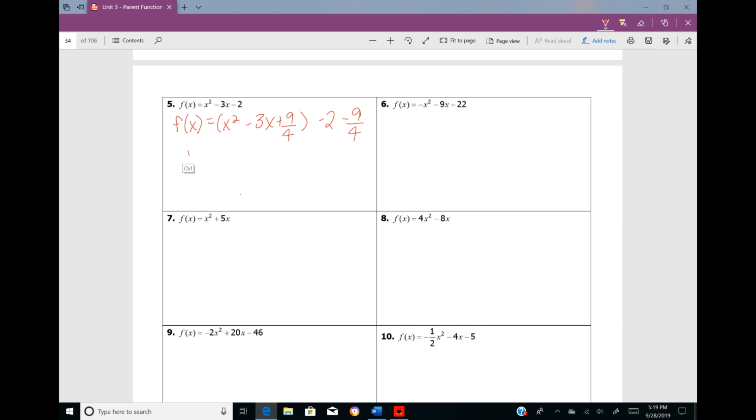So then we get f of x, and when we factor it, it will become x minus 3 halves squared. And then we do the math on negative 2 minus 9/4. We're going to get negative 17/4, which means our vertex is at the point 3 halves, negative 17/4.